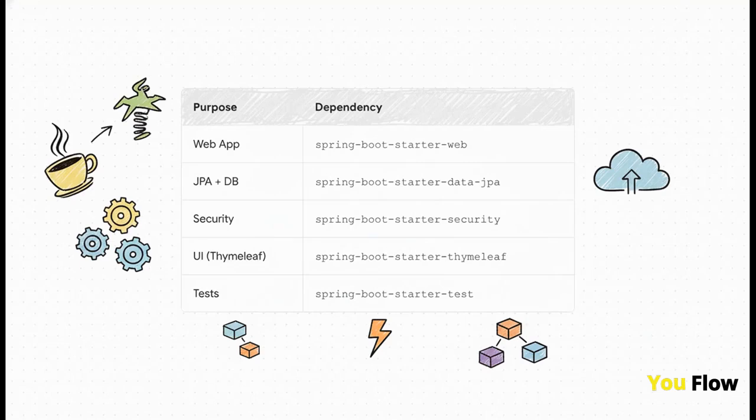And here's what those meal kits look like in your actual code. You need to build a web app? Boom. Just add Spring Boot Starter Web. That one box gives you a web server, REST functionality, the whole shebang. Need to talk to a database? Spring Boot Starter Data JPA has your back. Security? Yep, there's a starter for that. It is such an efficient way to pull together exactly what you need.